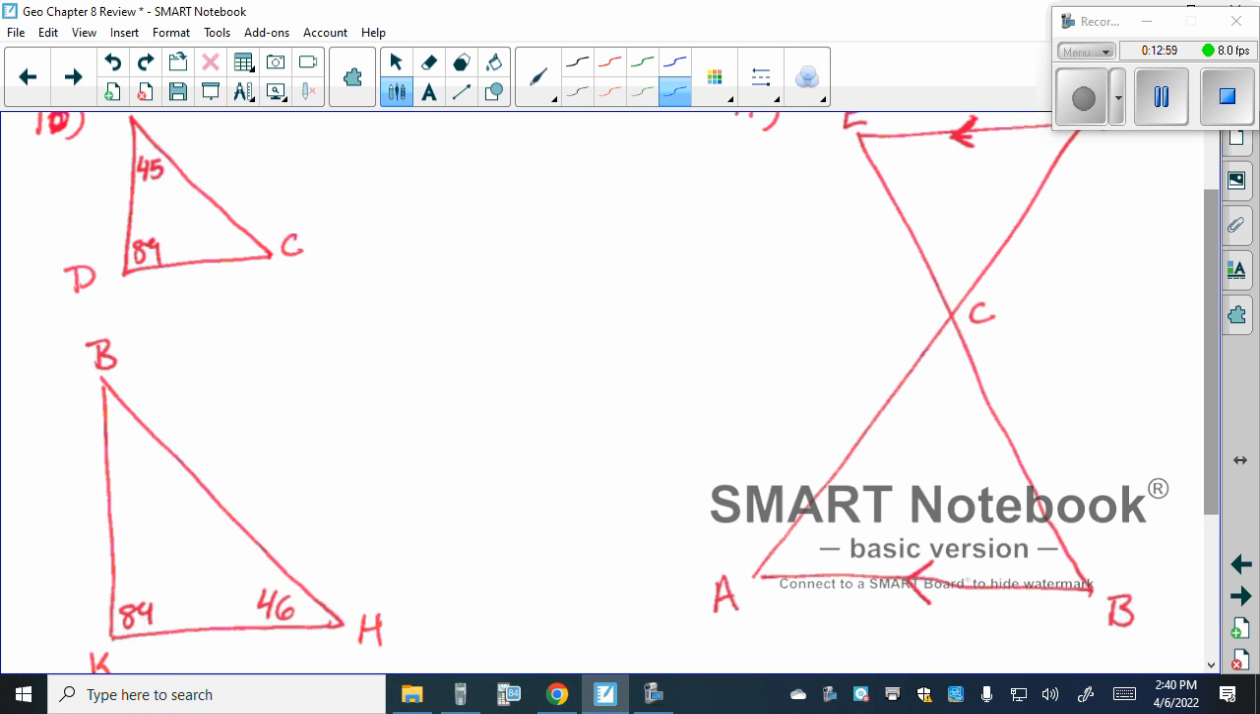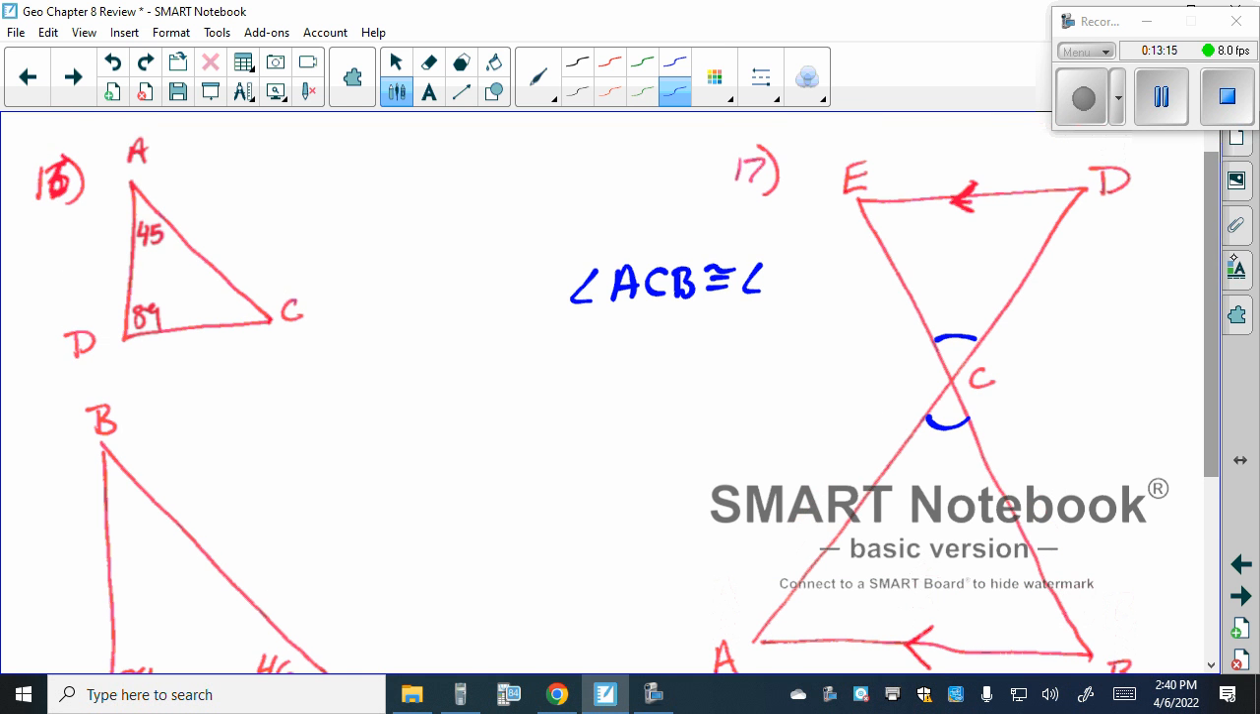Now 17, these angles here in the middle are going to be congruent because of vertical angles. So we can say that angle ACB is congruent to angle ECD. Now we have to use three letters because, again, there's more than one angle at that vertex. We got to use three letters for it.